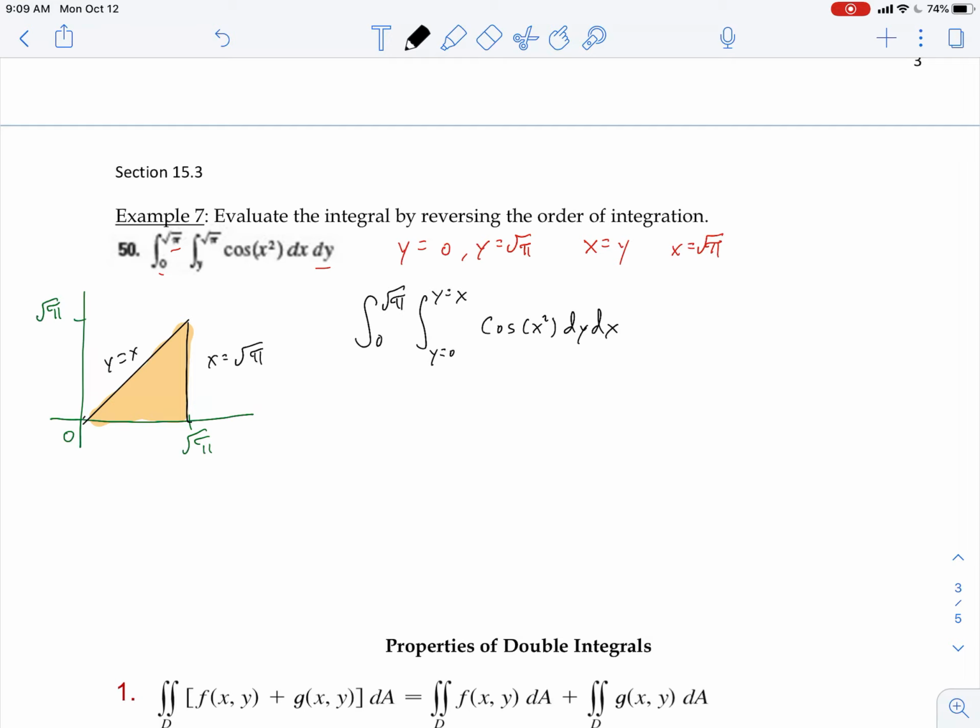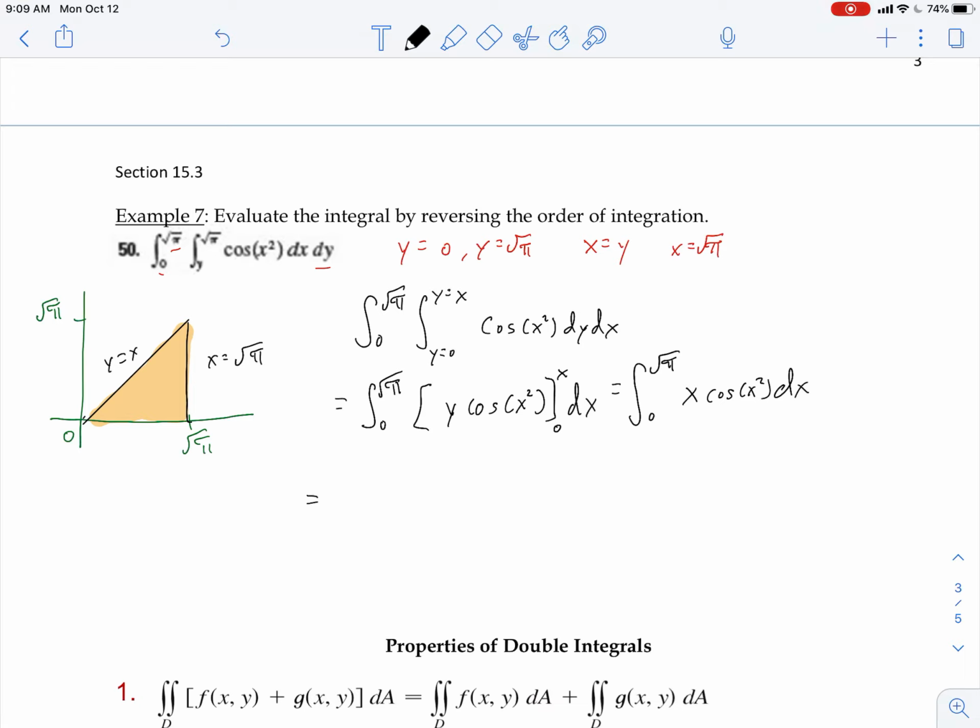All right, now again, the reason why we'd want to do it is because it's a lot easier when we are trying to take the integral of cosine x squared with respect to y first. And so sometimes it's easier to do that, and again, here it is. So we're going to go ahead and do that. And we're going to get y cosine x squared dx from 0 to x. And so we're going to just get the integral from 0 to square root of pi of x cosine x squared dx.